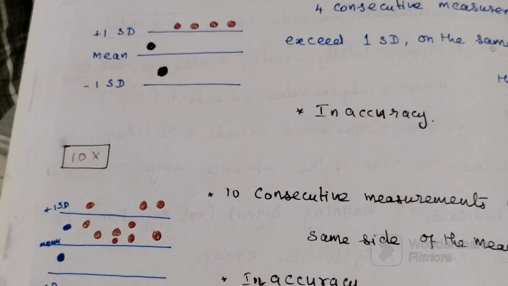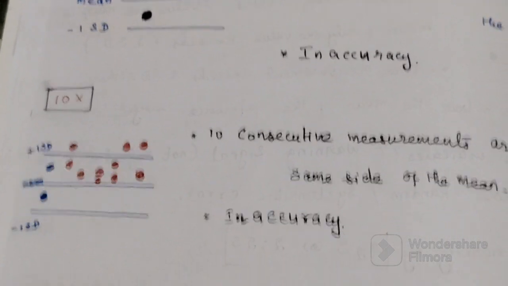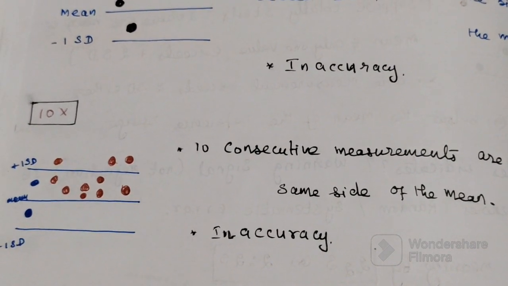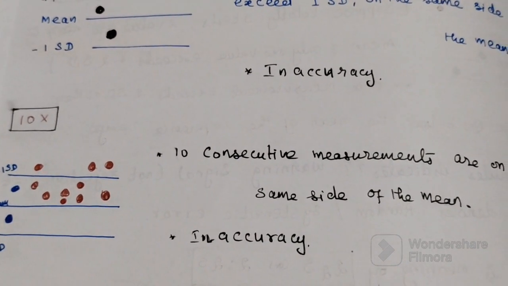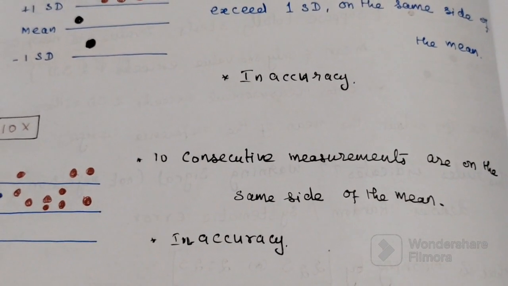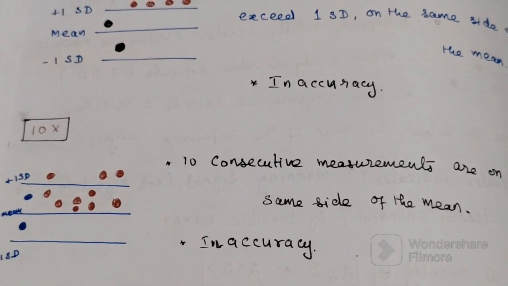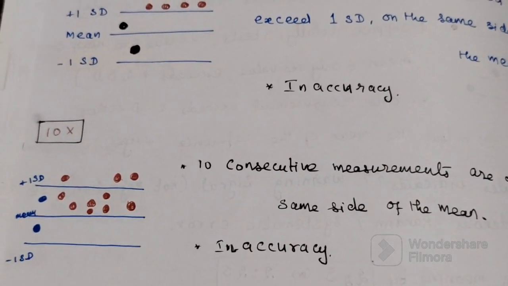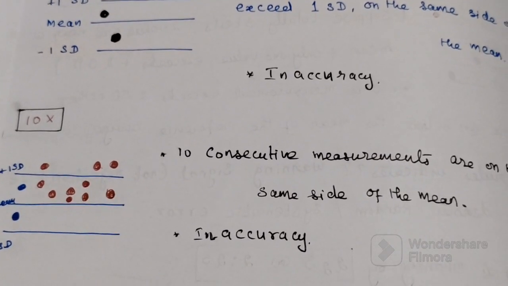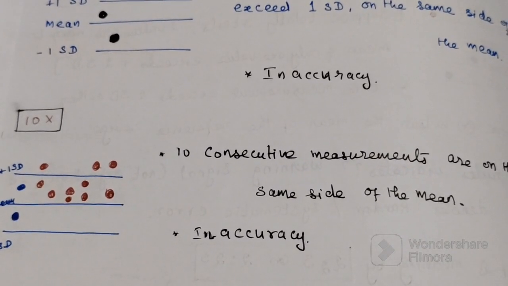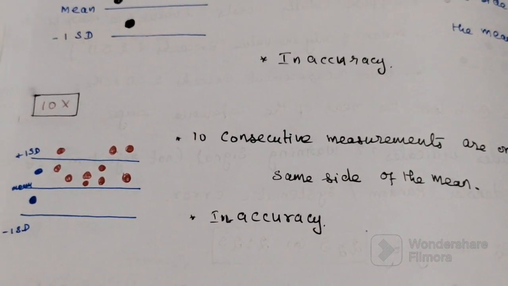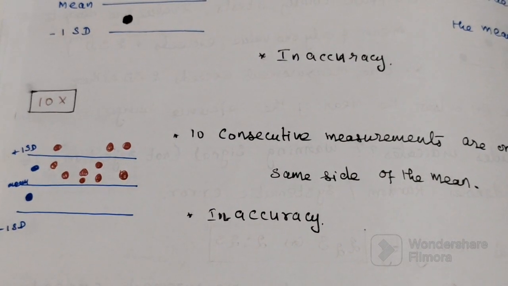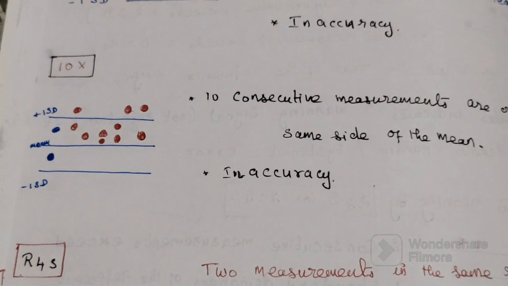Then what is the 10x rule? If you are running a normal control and for 10 consecutive days you get data points on the same side of the mean, it is called the 10x rule within run. And if you are running two levels of control for 5 consecutive days, you get results on the same side of the mean, it is called the 10x rule across run. It denotes a systematic error.